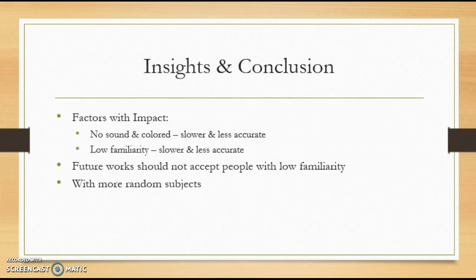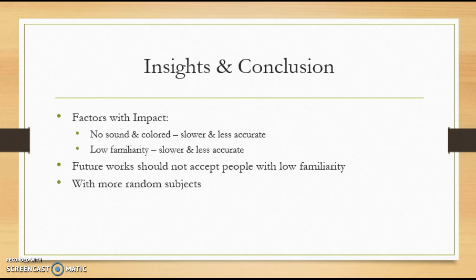That brings us to our insights and conclusion for this entire project. The factors that had impact were if the scenario was no sound and colored lights. Overall, that created a slower and less accurate group of people. Also, if people had really low familiarity with Sudoku, with the task, they were also much slower and less accurate. So our insight into this is, while the sound doesn't seem to really impact it a whole ton, the colored lights might slow people down, but it doesn't really seem to have a huge impact. The biggest impact, honestly, was the low familiarity.